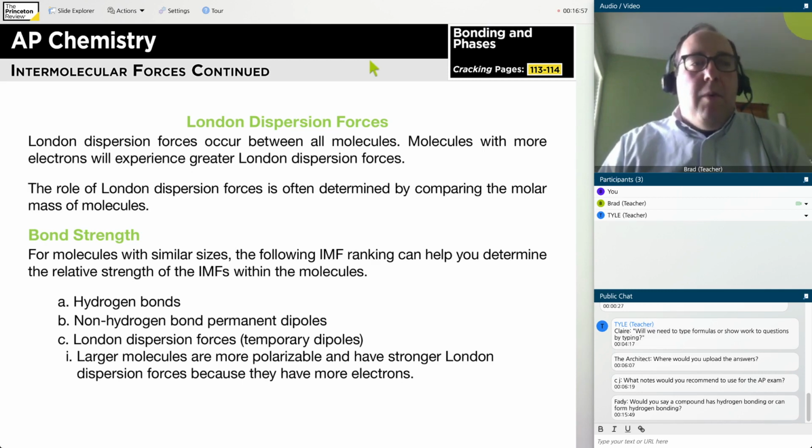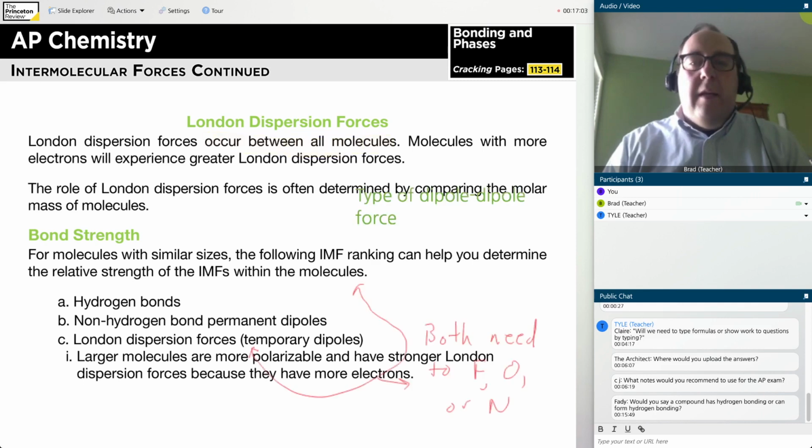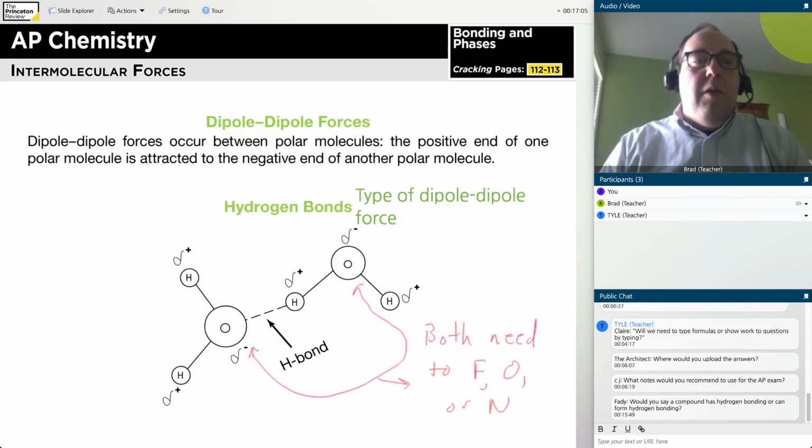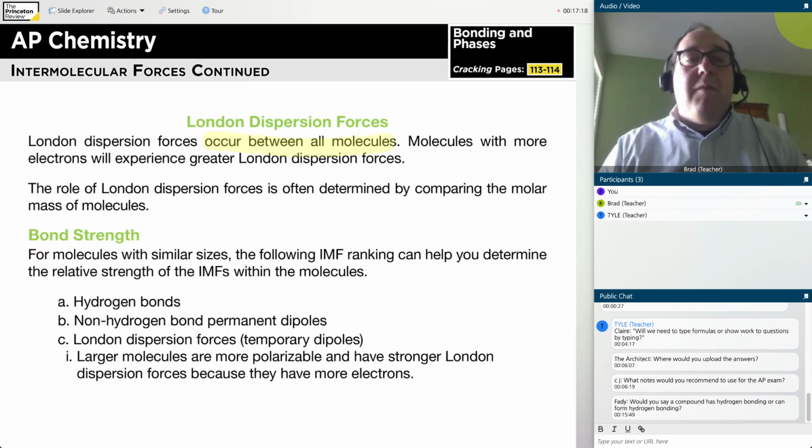The most important thing about these London dispersion forces is they occur between all molecules. On the previous slide, in order for dipole-dipole forces to occur, you need to have a polar molecule. In order for an H bond to occur, you need to have this really specific set of rules here. You need to have one of those three atoms. London dispersion forces, on the other hand, just occur between all molecules. All molecules are going to have it. It's sort of the intermolecular force of last resort.